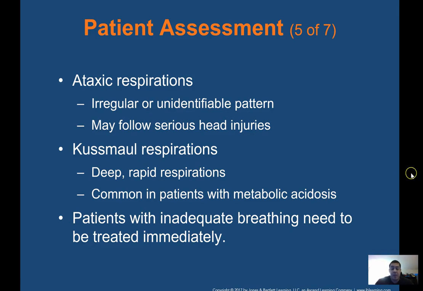So these patients are going to be diabetic patients. Patients with any high blood sugar are probably going to have Kussmaul respirations because they're trying to breathe off all that excess sugar in their body. They're going to have what we call fruity-toned breath. They're going to smell like fruity gum almost. Patients with inadequate breathing need to be treated immediately.